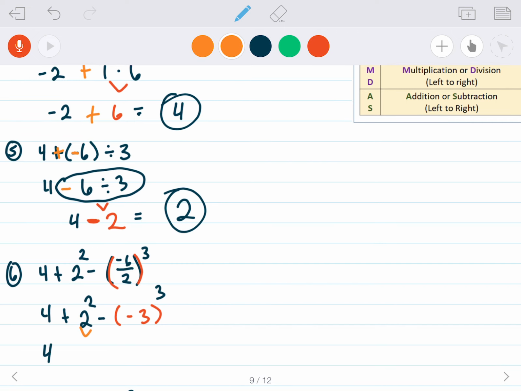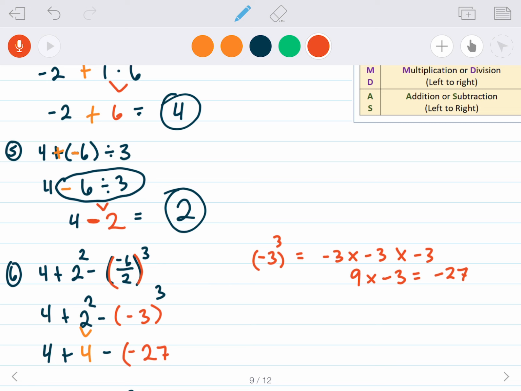So let's go ahead and do this. 2 squared, 2 to the second power becomes a 4. We still have this minus on the outside. And negative 3 to the third power, let's write it over here. This is in parentheses, so this is negative 3 times itself 3 times. Now, negative 3 times negative 3 is a positive 9. Positive 9 times a negative 3 is a negative 27. So this becomes negative 27.